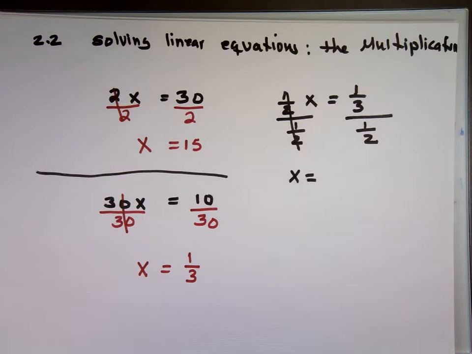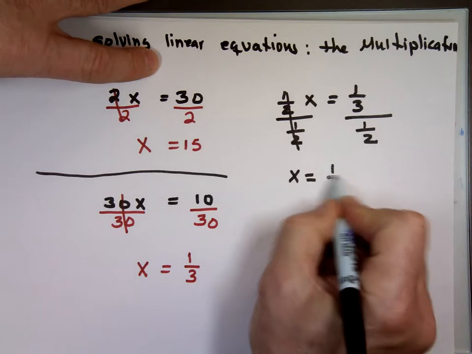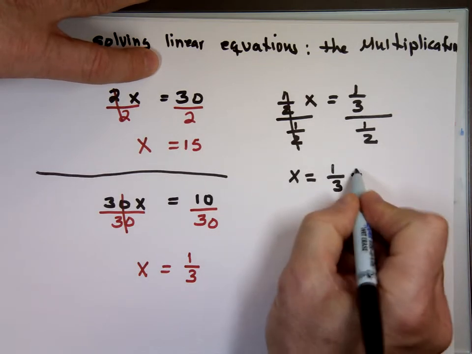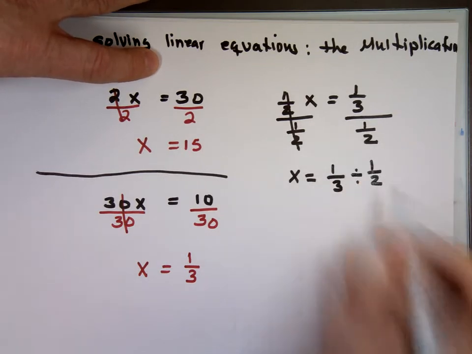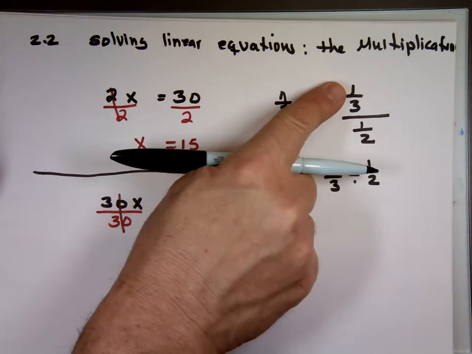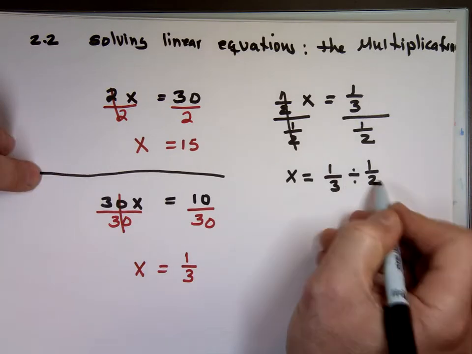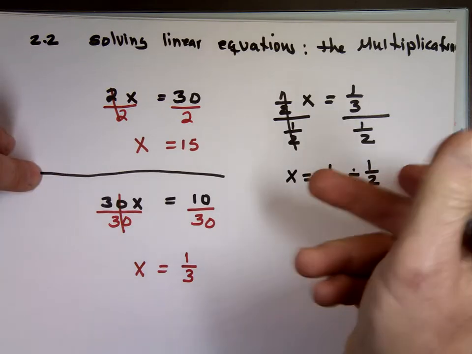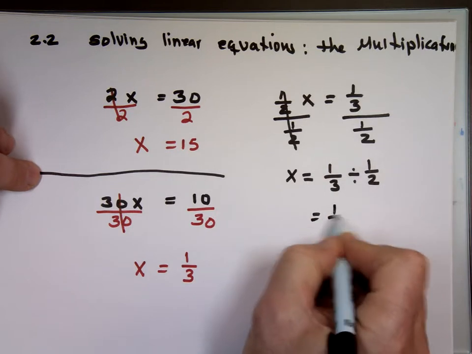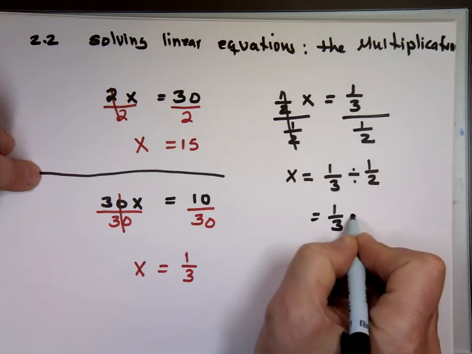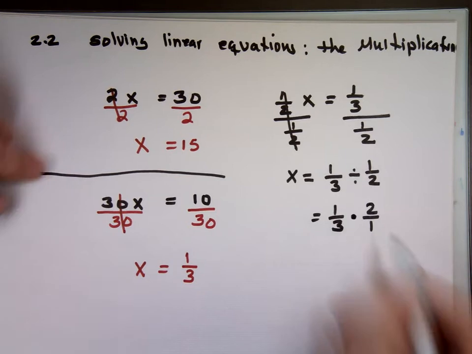Oh, I like that answer. You said change it to multiplications. It reads right now 1/3, that's what it reads, divided by 1/2. That's what it says to me. Take 1/3 divided by 1/2. Remember your division? We change it to multiplication and we change that to what? The reciprocal, 2 over 1. 1/3 times 2 over 1.